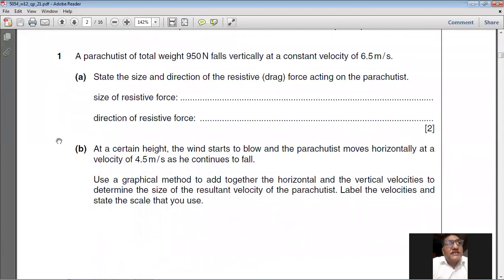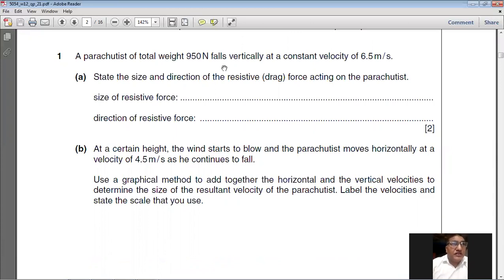A parachutist of total weight 950 Newton falls vertically at a constant velocity of 6.5 meter per second. State the size and direction of the resistive force acting on the parachute.